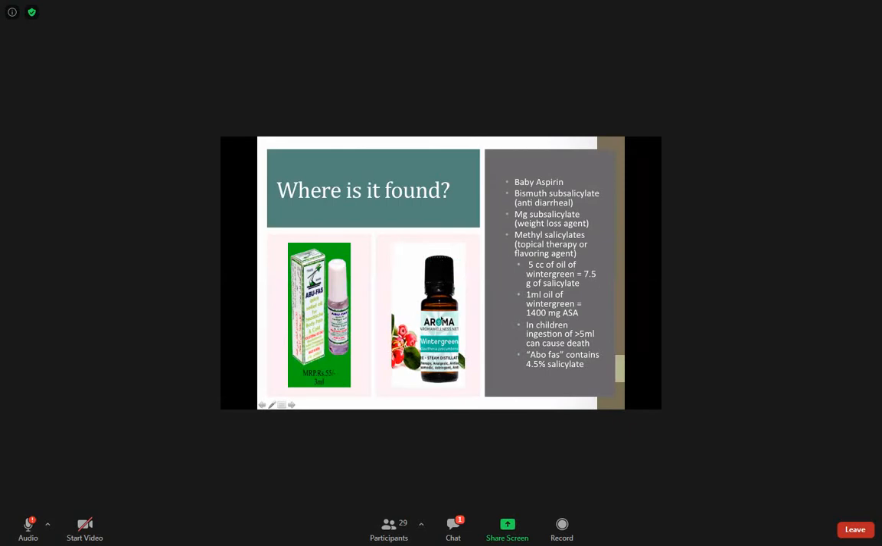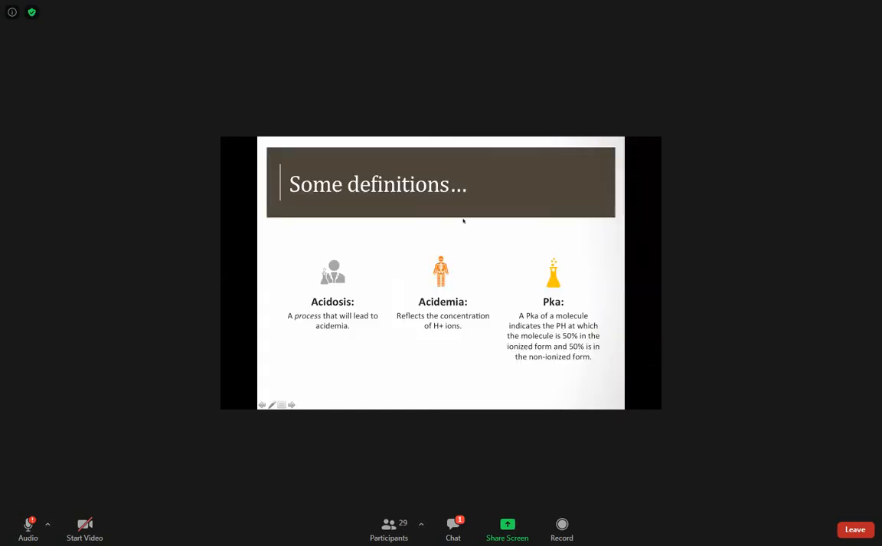Okay, don't worry about what's written here. I don't want you to memorize it. This is oil of wintergreen. This is 98% salicylate. If a child drinks this, they're going to get salicylate toxicity or aspirin toxicity. Okay, before I go to the details of what happened, I need you to understand this.